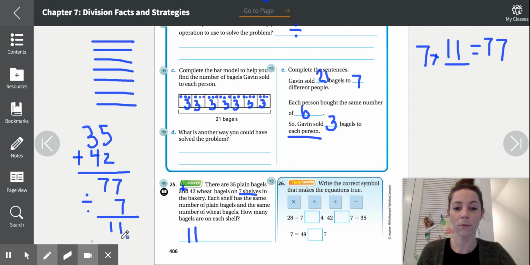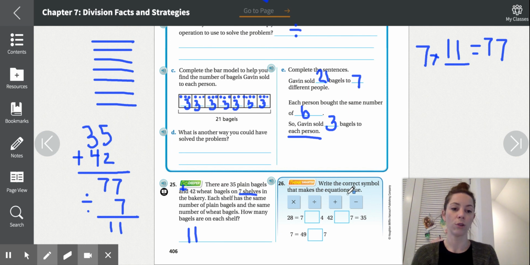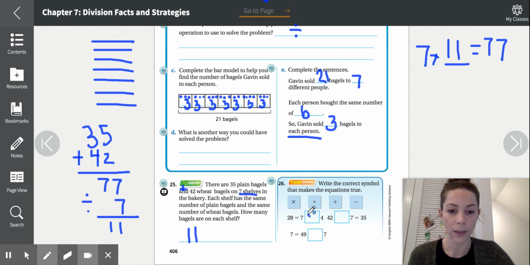Okay, last problem for today. Windy Cities, let's do number 26. It says, write the correct symbol that makes the equation true. So what I do is guess and check. Like put one in, check it out to see if it really equals what you want it to. So 7, if I put a times in here, that's the first one up there. 7 times 4 is 28, and that's what I wanted. So that worked out, okay.